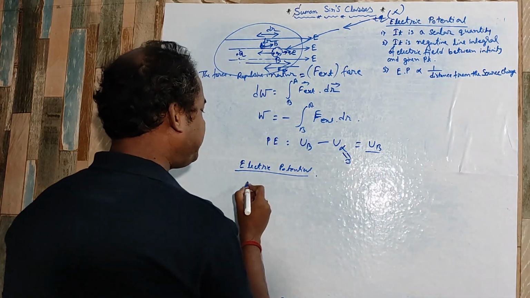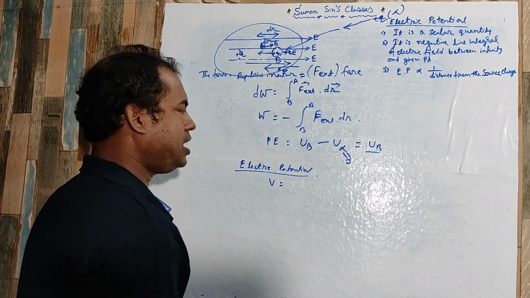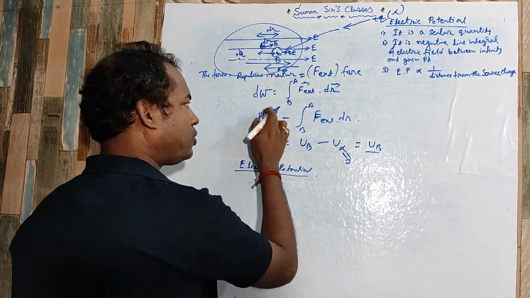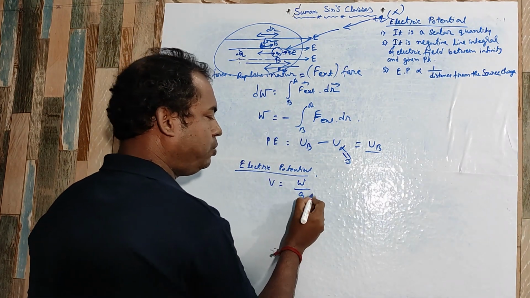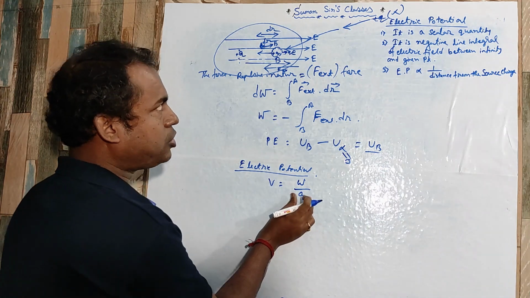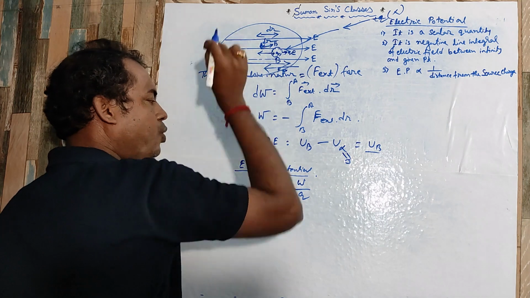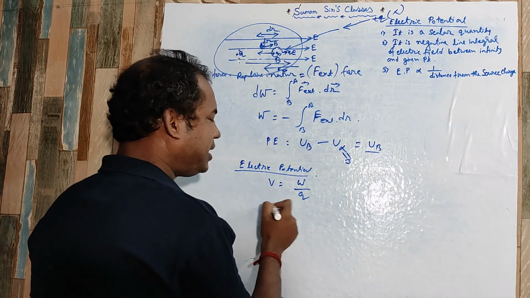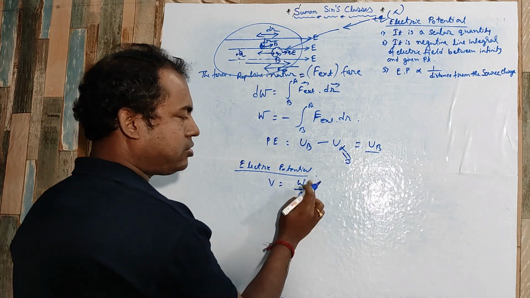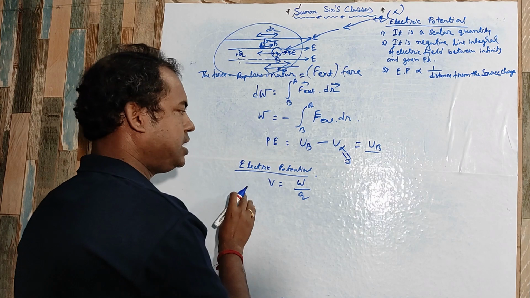So electric potential is denoted with V. That is obviously equal to total work done. If I consider the total work done as W, then that is equal to W by Q, because plus Q amount of charge is moving from infinite distance to within the field. So in this case the total work done per unit charge is W by Q. This is denoted as the electric potential.